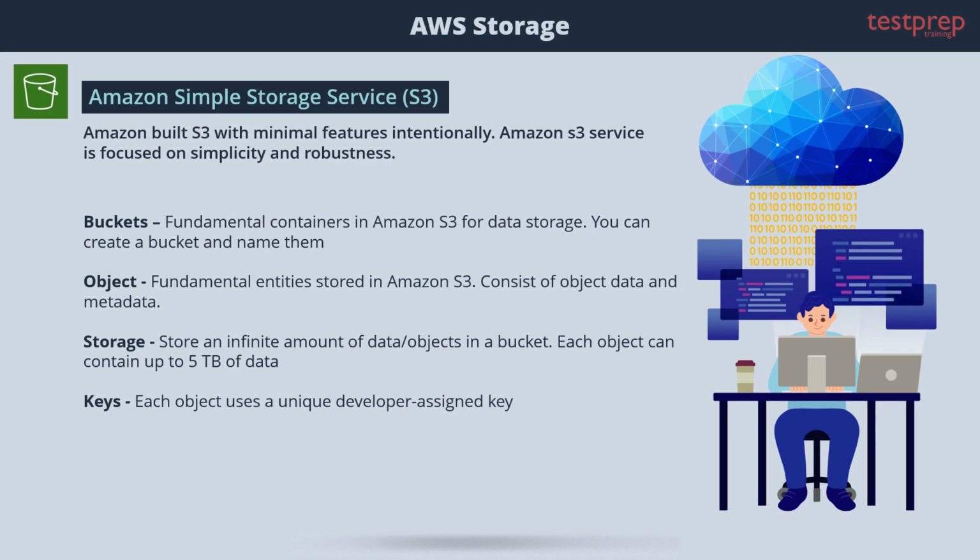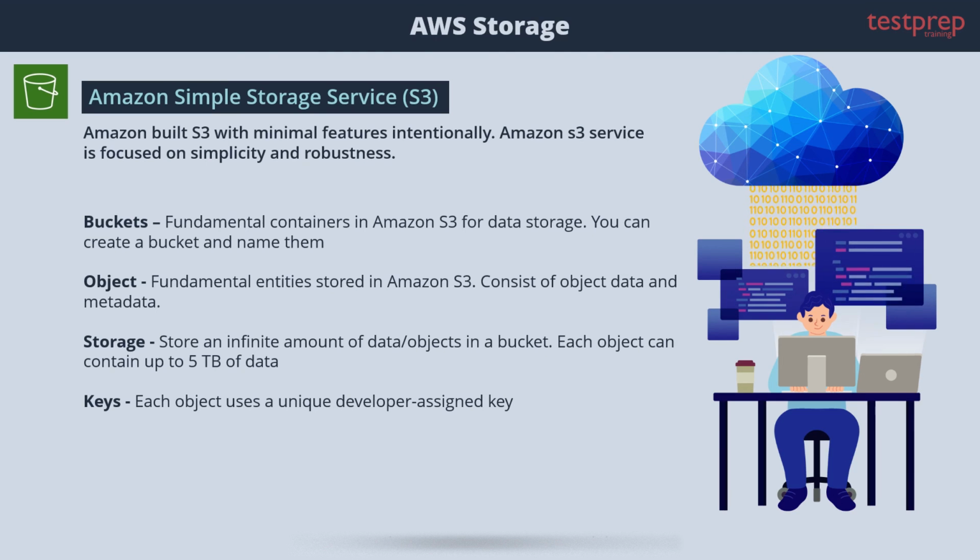1. Buckets. Buckets are fundamental containers in Amazon S3 for data storage. You can create a bucket and name them. 2. Object. Objects are fundamental entities stored in Amazon S3. They consist of object data and metadata. 3. Storage. You can store an infinite amount of objects in a bucket. Each object can contain up to 5 terabytes of data.